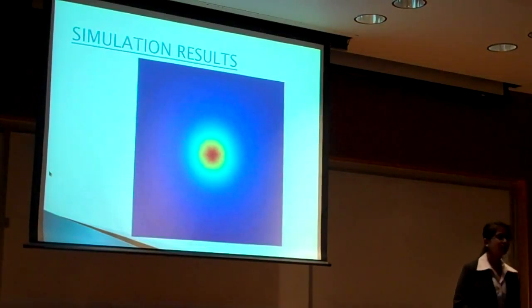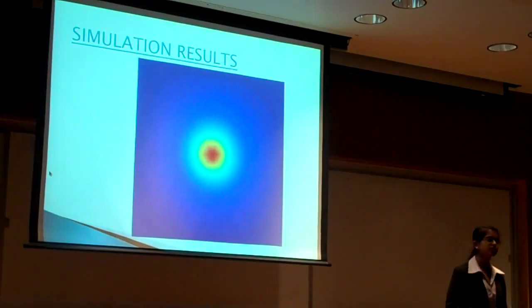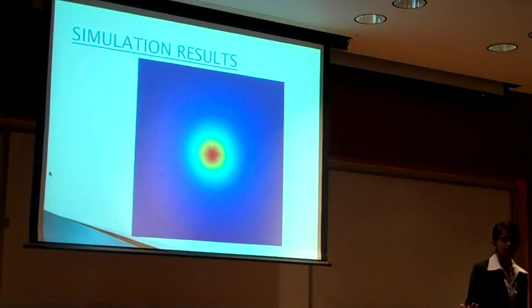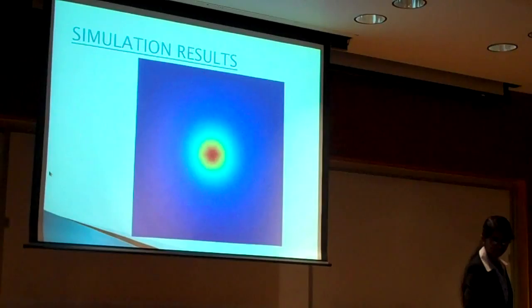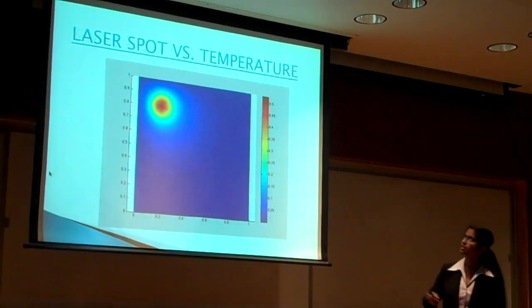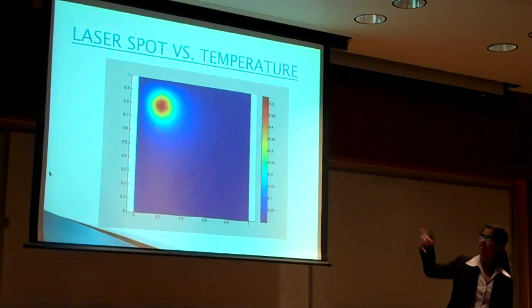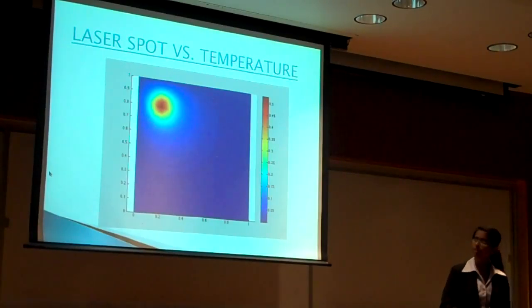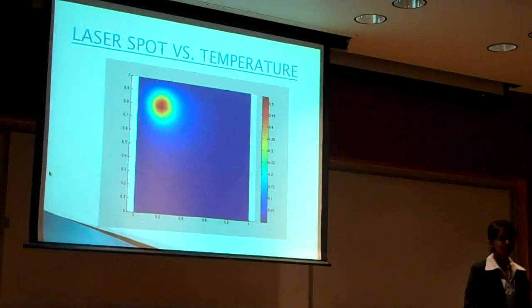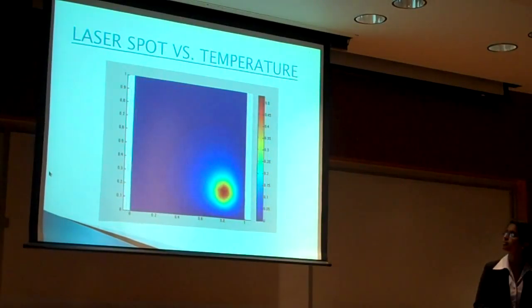So the laser spot in the preceding pictures has really hit the center of the graphene surface, and the temperature distribution when it hits towards the corners is slightly different. So you can see here that the laser hit right at the top left corner, and the temperature distribution is a little more asymmetrical, and same for the bottom right.